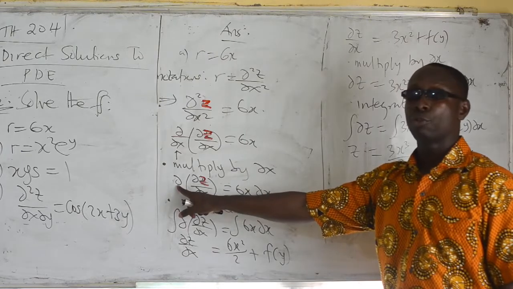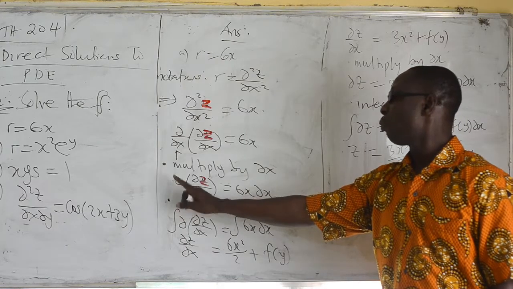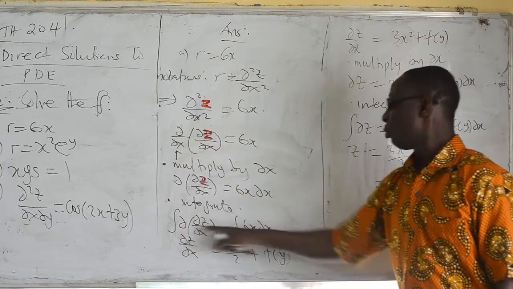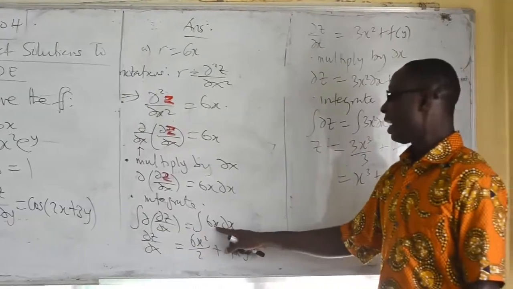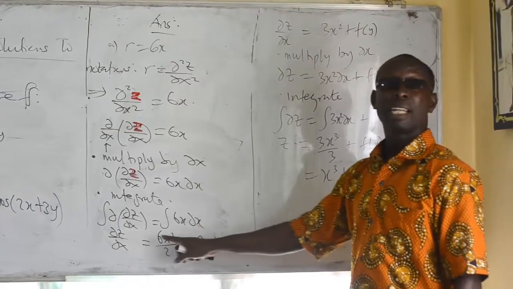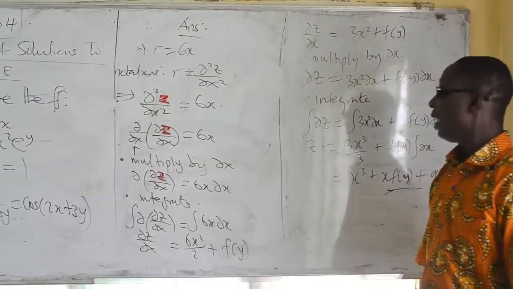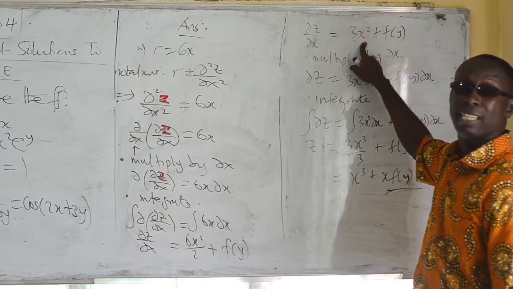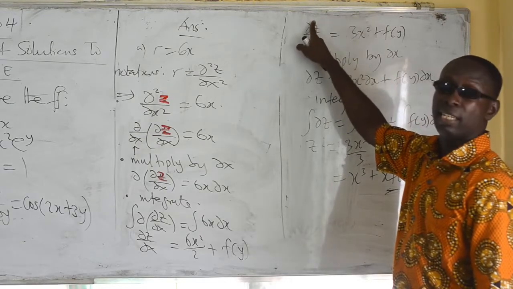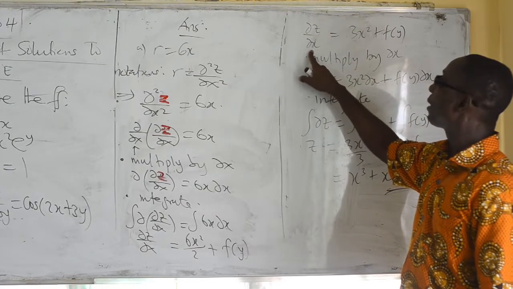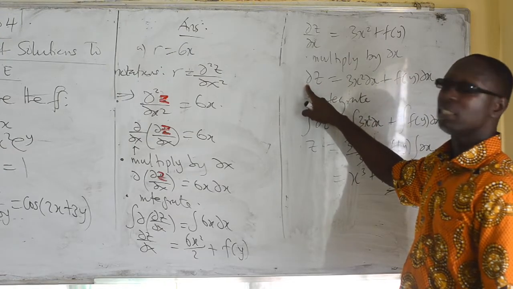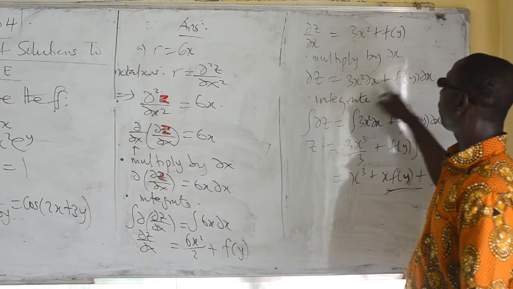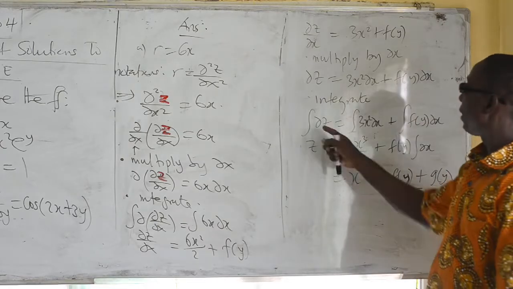So now let's integrate to remove this. We integrate both sides. We put integral here, integral there, to obtain this. This and this cancel to get this. When you integrate 6x with respect to x, you're going to get 6x squared over 2, and that reduces to 3x squared. Still, we need Z. So we have to multiply through by dx again to get this. Then we want to remove this by using integration, integration here, here, and there. So that gives us this.